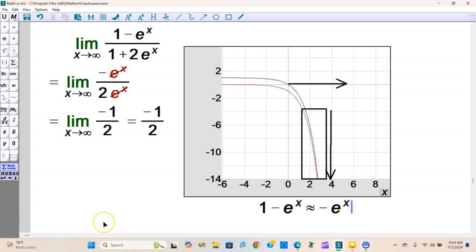So that's important to understand because that means here, at this step, you can drop the constants of 1 and 1 in the numerator and denominator.